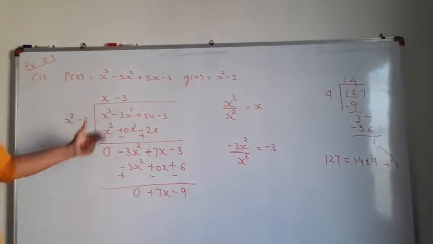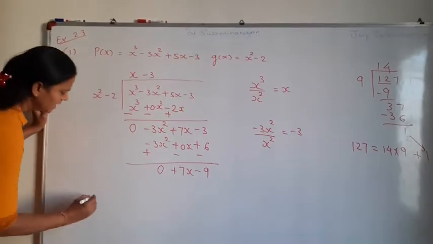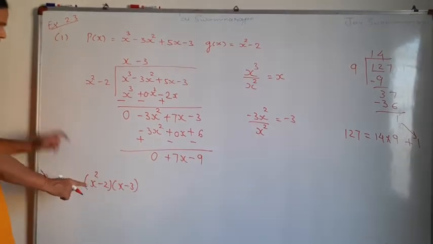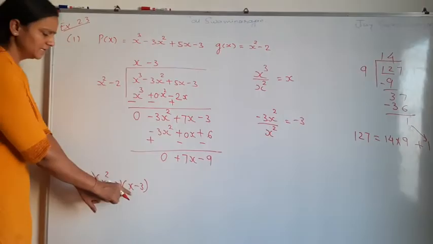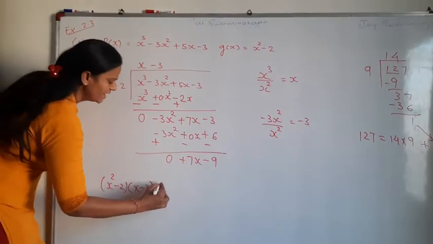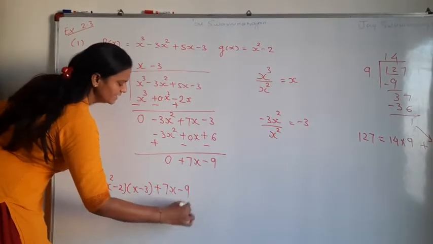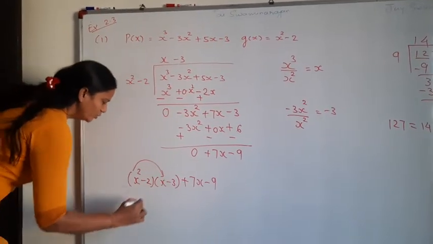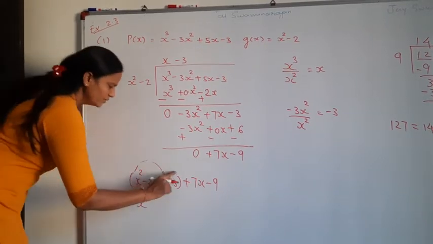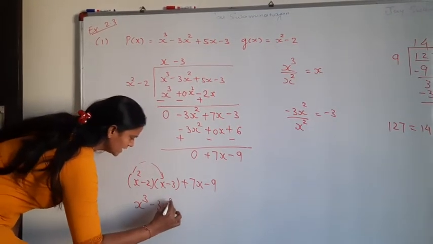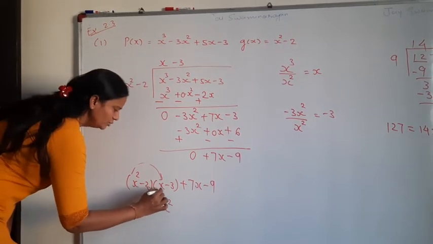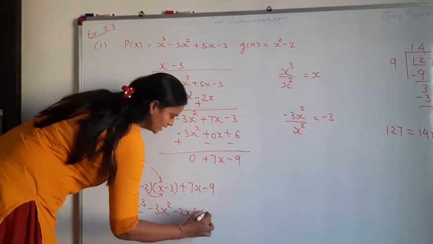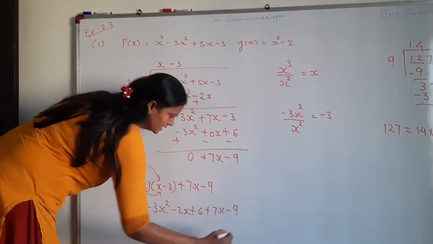So here we have to verify this. If I multiply x square minus 2 with x minus 3, this is the divisor and this is the quotient. Now let us add the remainder, that is 7x minus 9. So multiply these two brackets. x square into x is x cube. x square into minus 3 is minus 3x square. Minus 2 into x is minus 2x. Then minus 2 into minus 3 is plus 6, plus 7x minus 9.